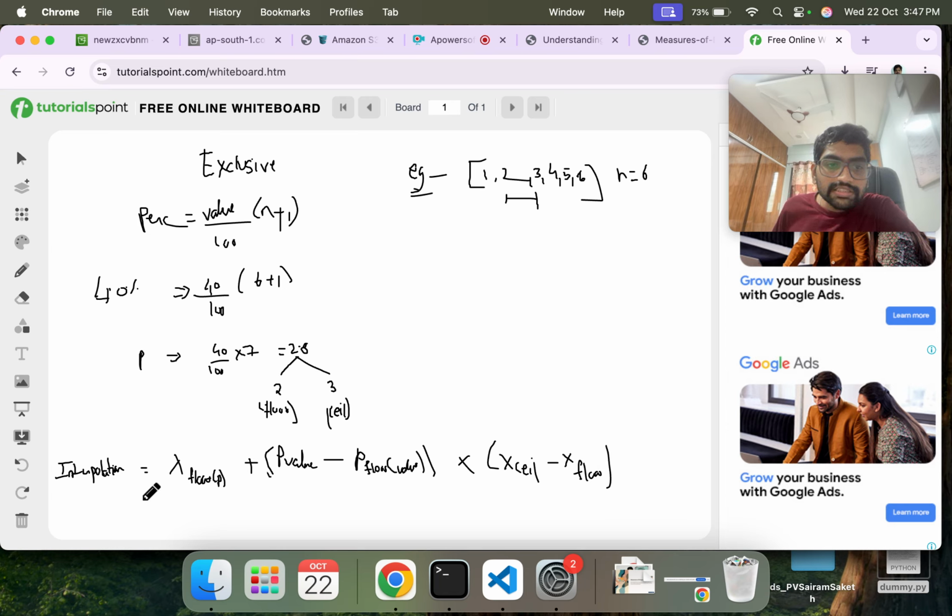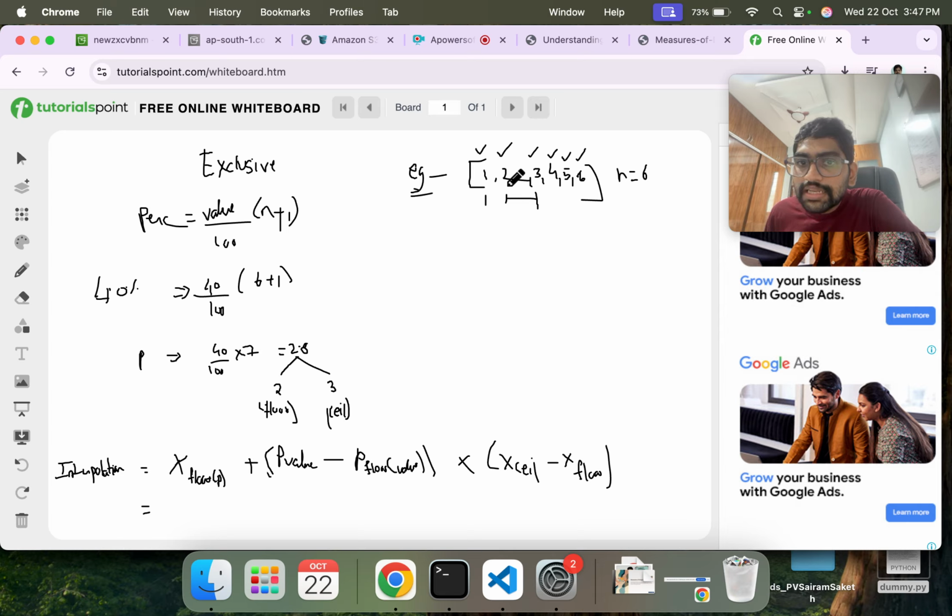So what are these terms, x floor and x seal? See here, what is this? What I told just now, this p value means 2.8, meaning between the 2nd and 3rd value, it is present. So if you check in this particular list, this is your first value, this is your second value, this is your third value, this is your fourth value, this is your fifth, this is your sixth value.